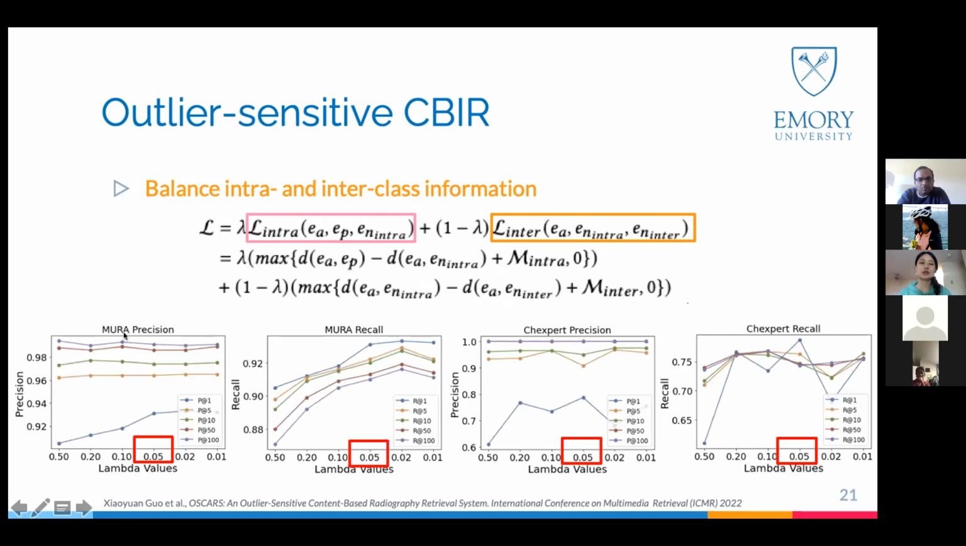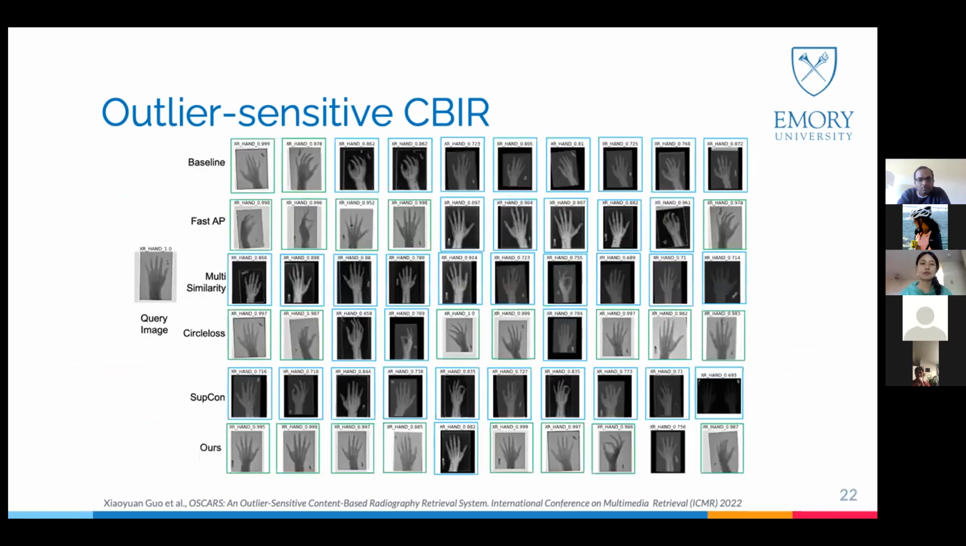We experimented with the model on two datasets. One is the Mura dataset, the other one is chessboard, which is a chest X-ray image dataset. Trying different lambda values, from 0.5 to 0.01, we found that regarding the precision and recall on different datasets, 0.05 works the best. It always gives us a very stable performance. So we suggest this one for later usage.